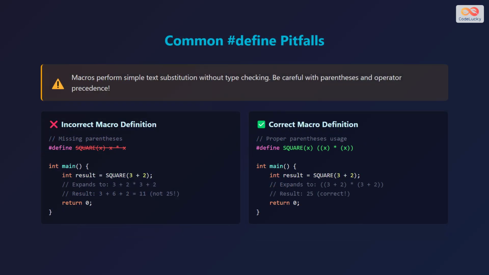While #define can be handy, it's easy to stumble into pitfalls. Macros perform simple text substitution without any type checking. So be extra careful with parentheses and operator precedence. Look at this example. If you define SQUARE(x) as x * x, and then you calculate SQUARE(3 + 2), you might expect 25, but instead you will get 11 because of the operator precedence. To fix this, you should define SQUARE(x) as (x) * (x). With the proper use of parentheses, the result will be what you expect.